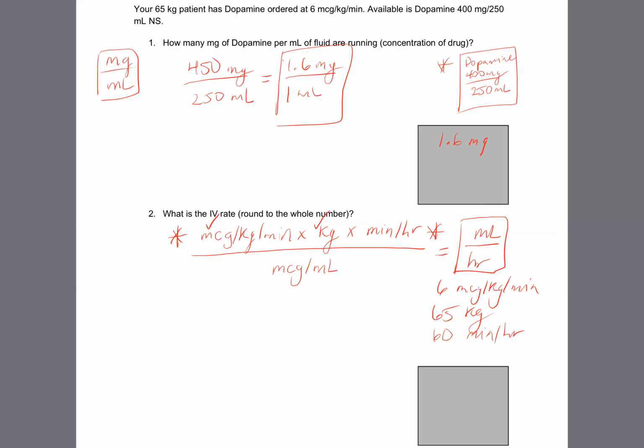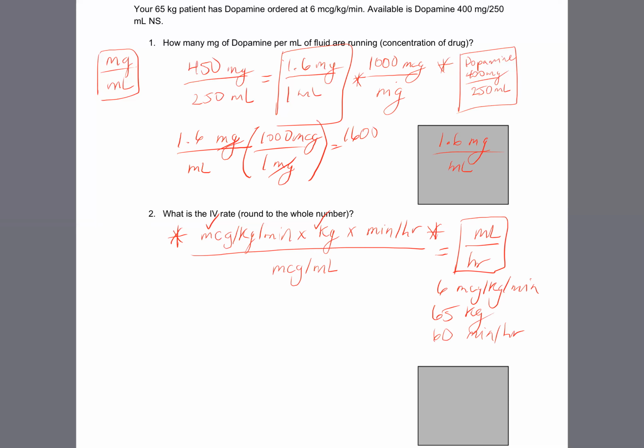And because we figured out the milligrams per ml, we can go ahead and convert it. And the conversion that we need to know is there are 1,000 micrograms per milligram. So let's go ahead and do the math. 1.6 milligrams per ml. You want 1 milligram in the denominator, so the milligram units cancel. 1,000 micrograms in the numerator, and you get 1,600 micrograms per ml. So yes, we do have micrograms per ml.